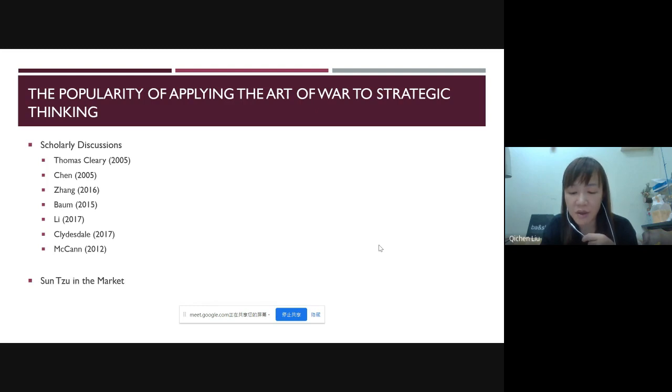However, apart from the enthusiasm on applying the art of war to strategic thinking, especially business strategies, there are also questions regarding the adaptability of Sun Tzu's thought to some realms. Clydesdale criticizes people's misuse of the art of war in business field in that many are ignorant that when the scenario turns from war to business, the focus also changes from competitors to customers who make decisions. McCann questions the compatibility of war and business, alerting the problem of business ethics when blindly applying the art of war to all business scenarios.